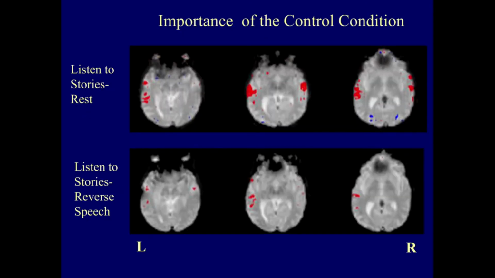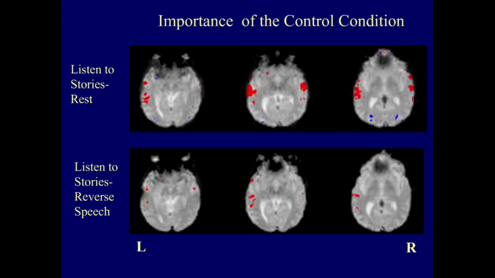This is an example of the importance of the control condition. This happens to be my brain. So in the top row, we had assumed that in listening to stories, an appropriate control condition would be the background noise of the scanner. Thus, it was just silent crosshair fixation and rest. This elicits bilateral activation because there is insufficient control for first and second order auditory processing. And in this image, left is left and right is right.